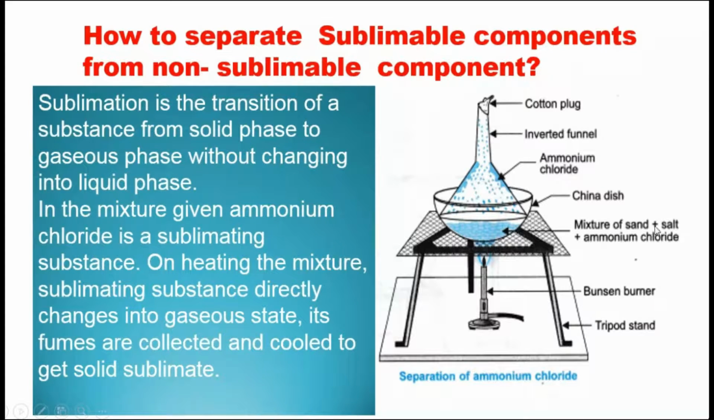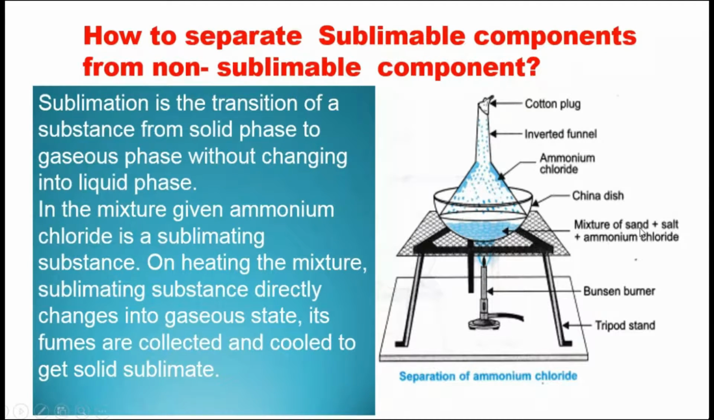Now how can we separate sand and salt? इन तीन mixture में से ammonium chloride को तो हमने separate कर लिया. अब हम sand और salt को कैसे separate करेंगे? Now here one more thing. Salt is a miscible component, means it dissolves in water, whereas sand is immiscible, right? Salt जो होता है वो पानी में mix हो सकता है, लेकिन sand पानी में mix नहीं होता.